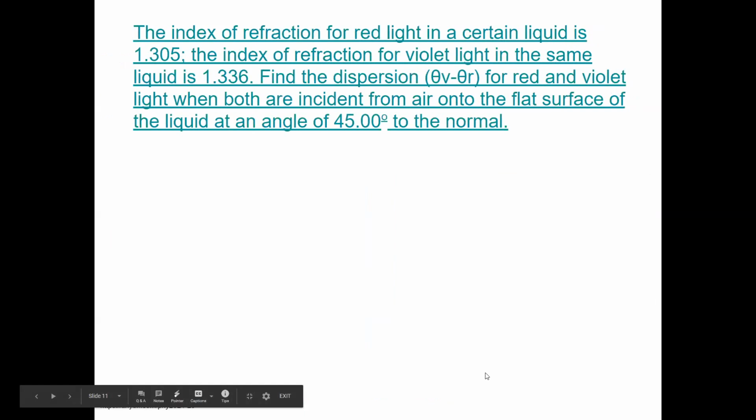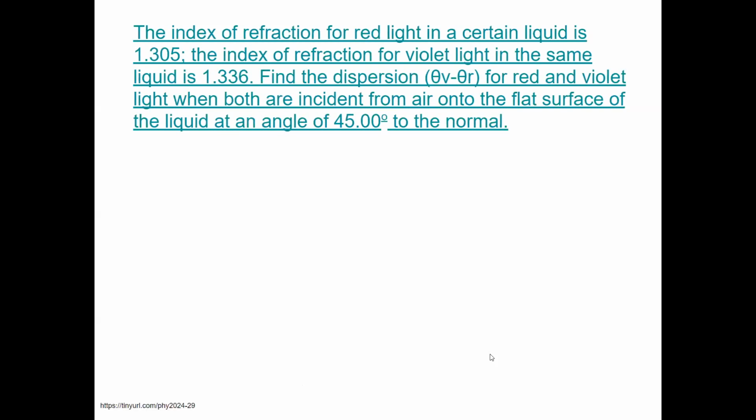All right, so let's take a look at an example on dispersion. This one says if you have an index of refraction for red light in a certain liquid that is 1.305, and the index of refraction for the violet light in this liquid is 1.336, it asks you to find the dispersion, which is the difference in the angle that the 2 lights come out of the media. So it's the difference between the 2 angles. It's assuming that the incident angle is 45 degrees for each of the lights.